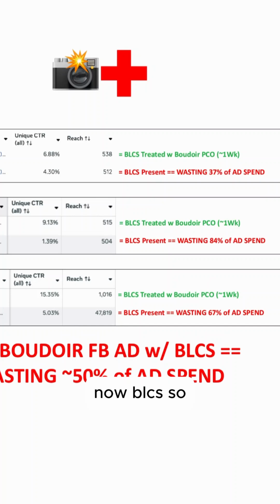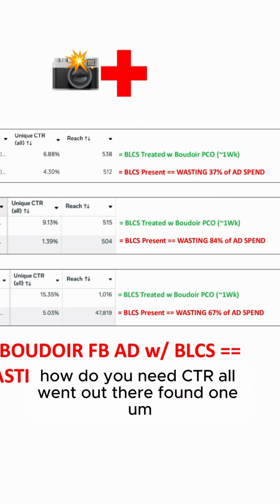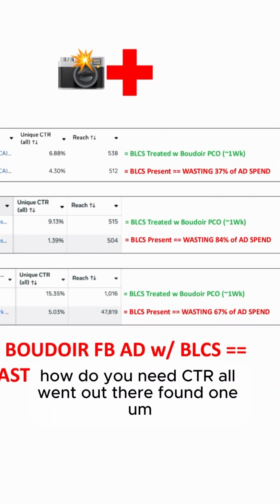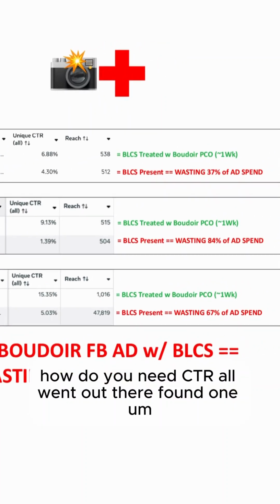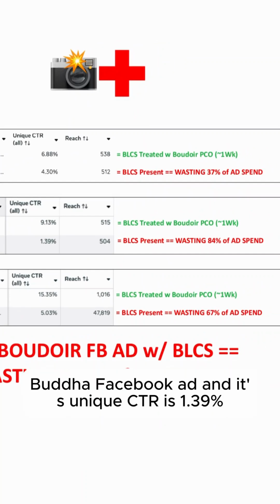Now, BLCS, so next part, residency part 2. Had a unique CTRL, went out there, found one, with a Facebook ad, and its unique CTRL is 1.39%.